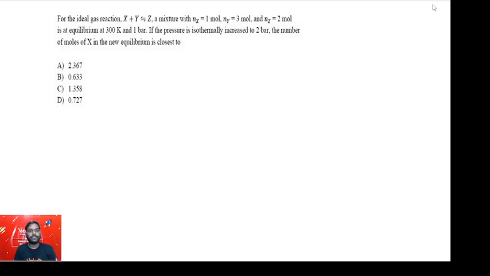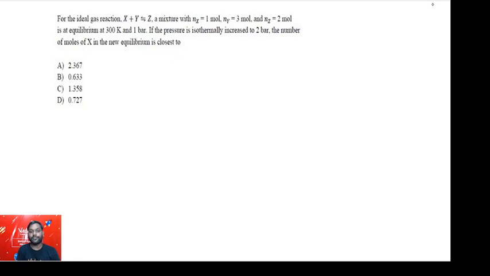The next question is, for the ideal gas reaction X plus Y giving Z, a mixture with number of moles of X, Y and Z 1, 3 and 2 respectively is at equilibrium at 300 Kelvin and 1 bar. If the pressure is isothermally increased to 2 bar, the number of moles of X in the new equilibrium is closest to. So the number of moles of X, Y, Z given are at equilibrium.